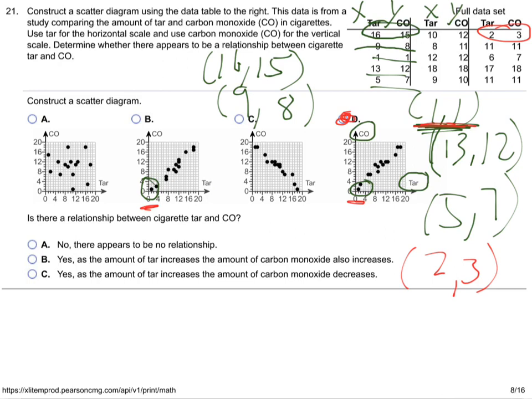So just remember, on a scatter plot, that's X, Y, X, Y, X, Y. And just find the one that has those dots. That's all you'll need. There is a scatter plot question on the exam. Just remember X, Y, X, Y.